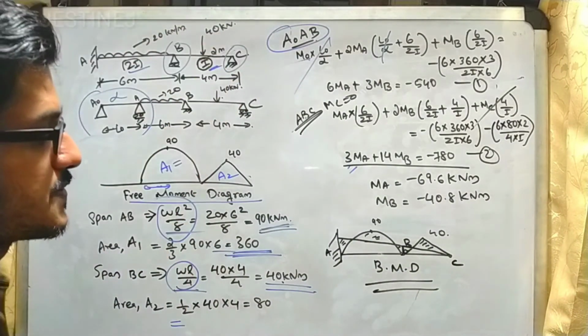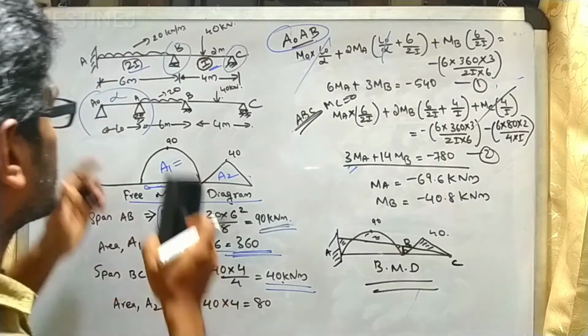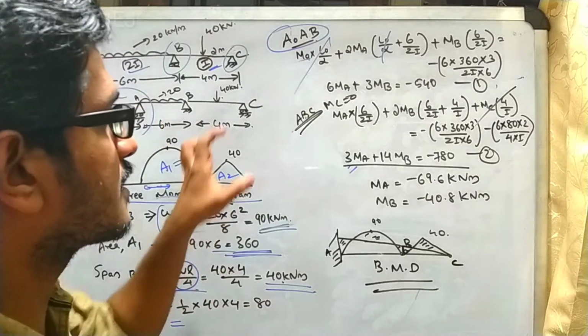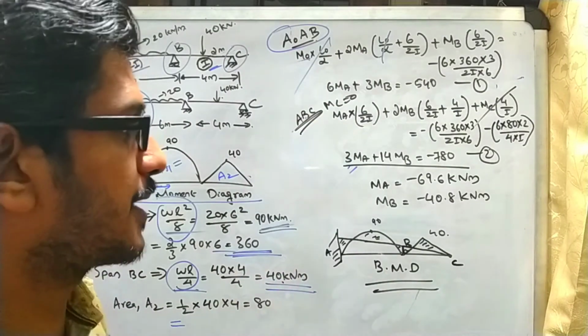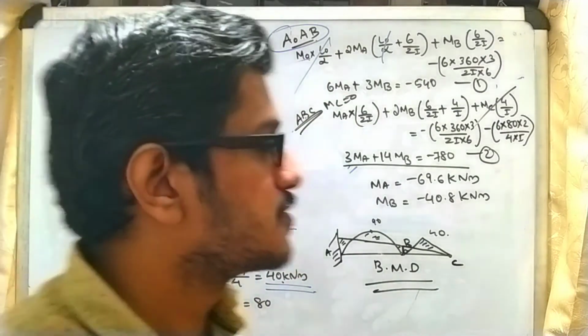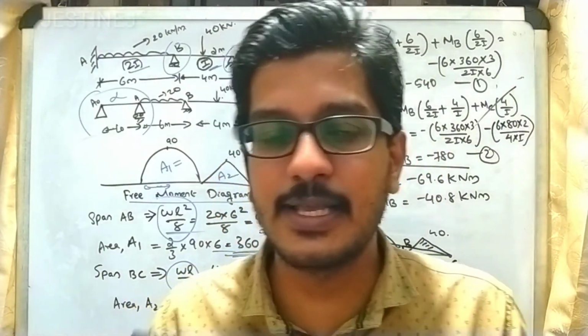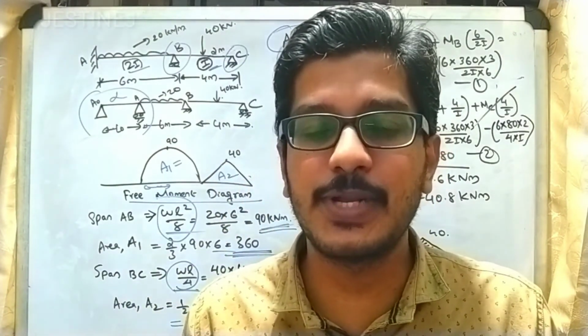For a fixed end support with continuous supports, first of all you have to add an imaginary beam, and the rest of the steps remain the same. As usual we apply the three moment equation. I hope the problem is clear to you. With this we will wind up today's session.